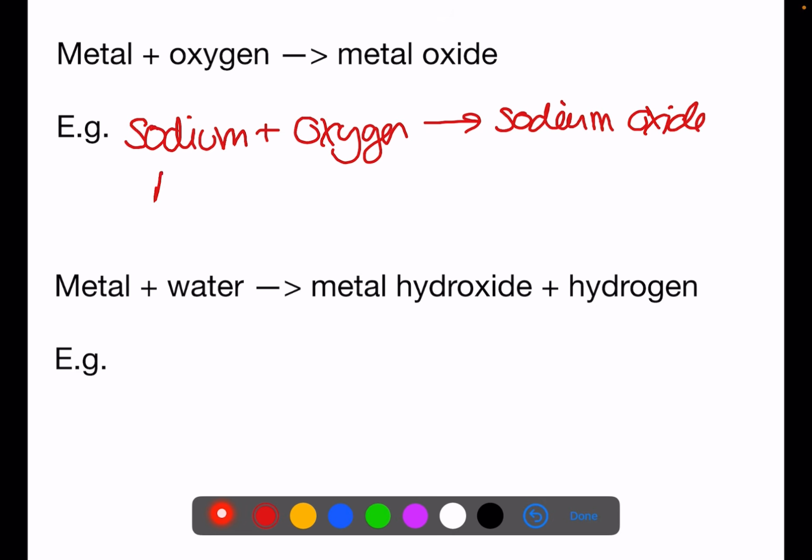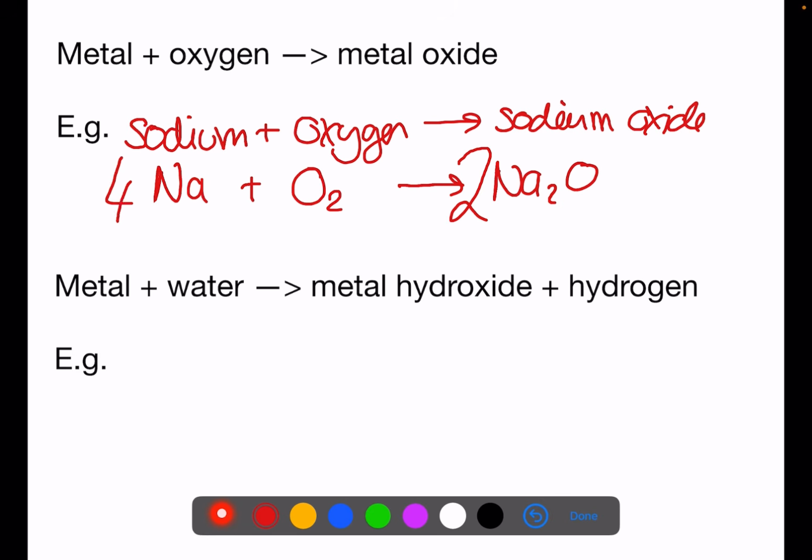So here we have sodium, Na, plus oxygen, remembering that it's diatomic, to give Na2O. You need to use your valency rules to be able to write the formula. In this case, we're going to put a balancing number of 2 in front of the sodium oxide to balance the oxygen, and then a 4 in front of the sodium.